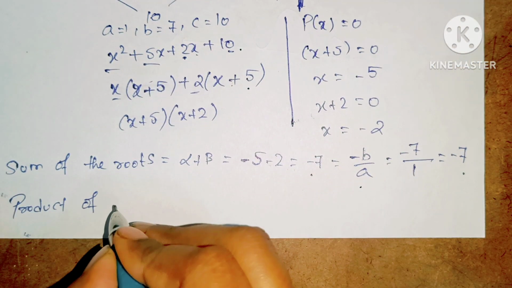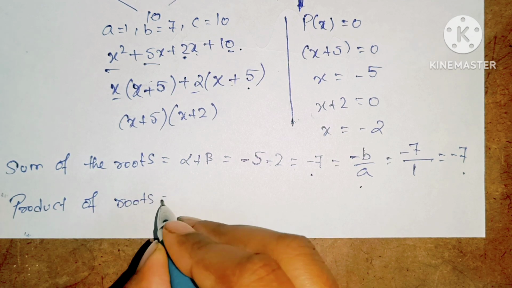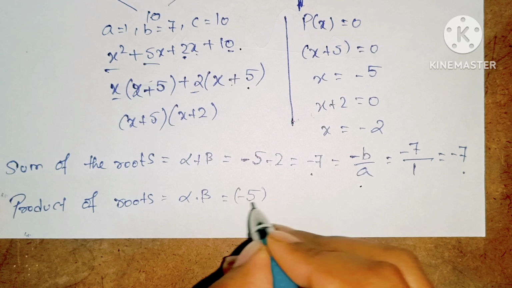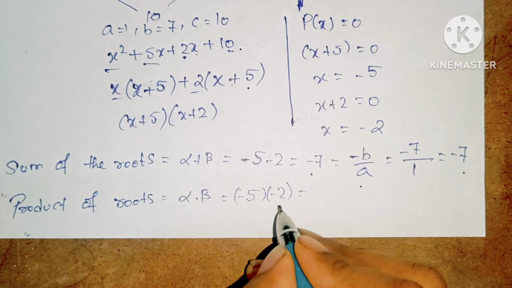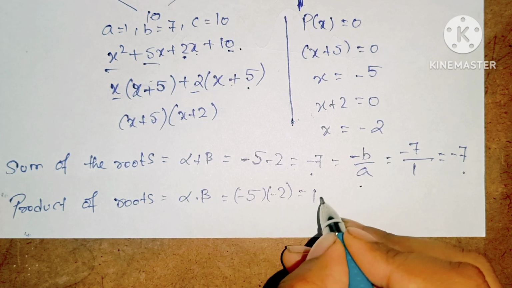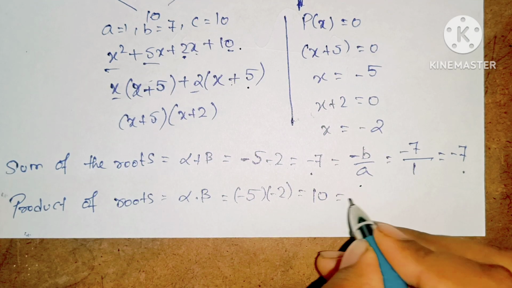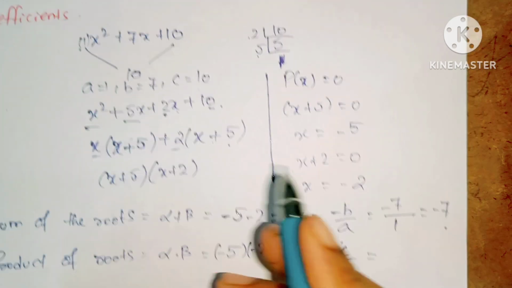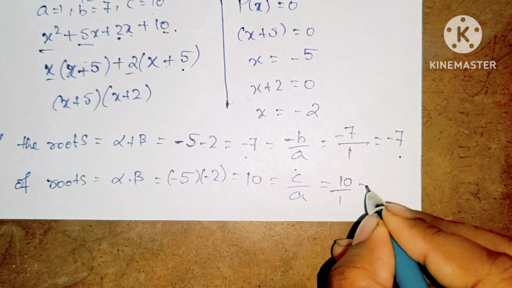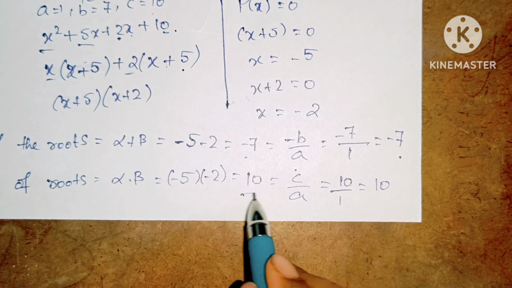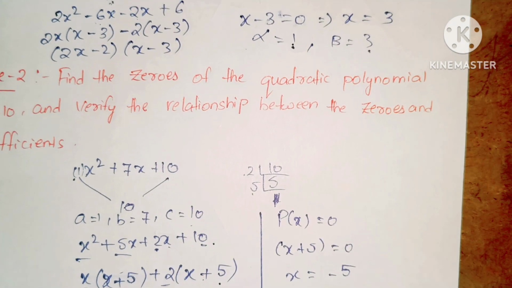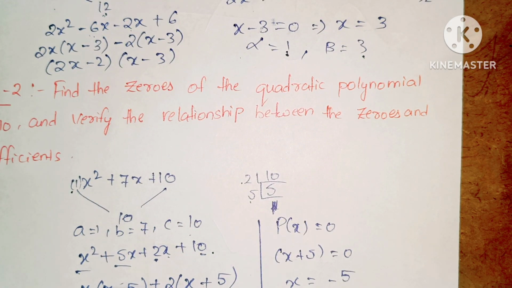Understood? Product of roots. That means alpha into beta. So alpha means how much? Minus 5. Beta means minus 2. That means 5 2s are 10. Minus into minus plus. So 10. Okay. So in the coefficient method, c by a. C means how much here? 10. A means 1. Substitute here 10 by 1. How much you will get? 10. So by product the roots you got 10. And with the help of coefficient formula also you got 10. So this is the relation between 0 and the coefficient. In this way you have to do this type of sums.